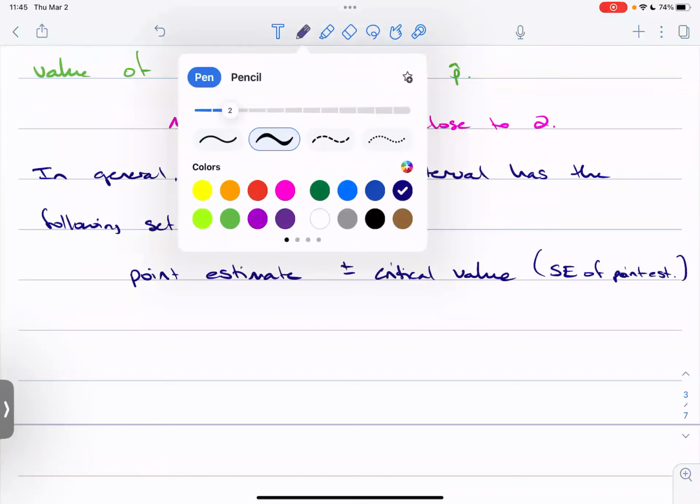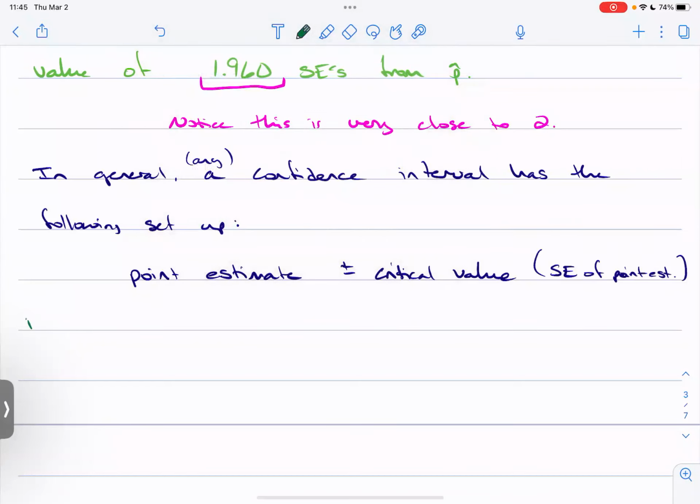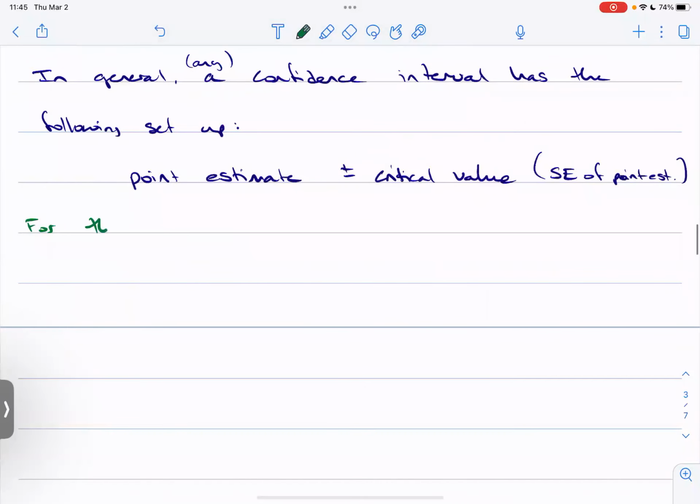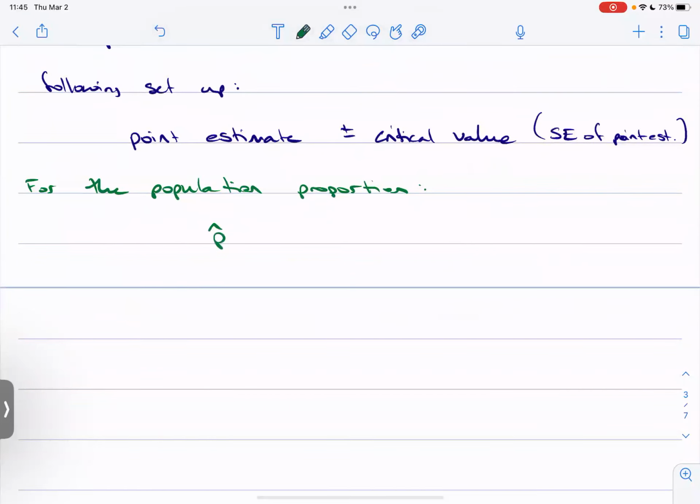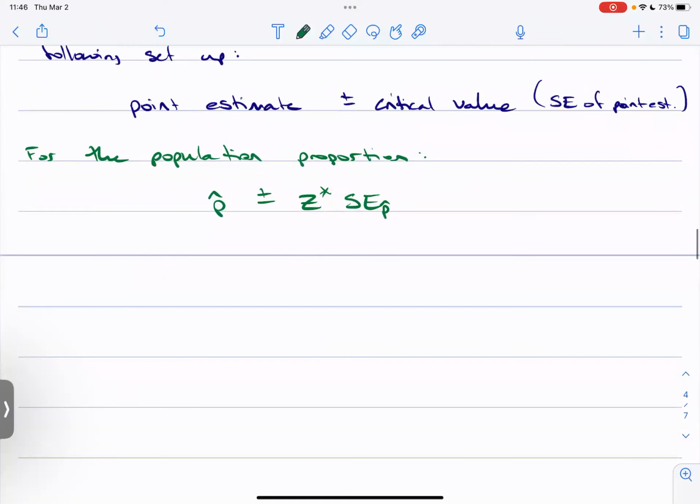But so for p hat, or for the population proportion, we have p hat plus minus some z star times the standard error of p hat. This is going to give us an interval.